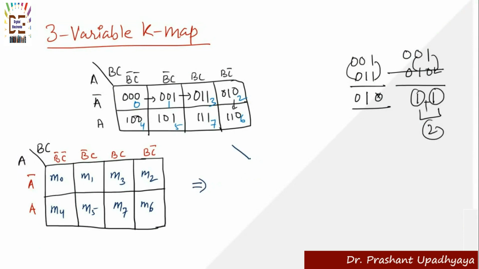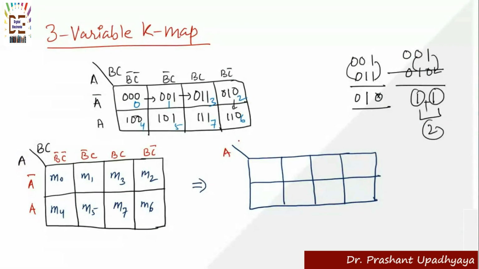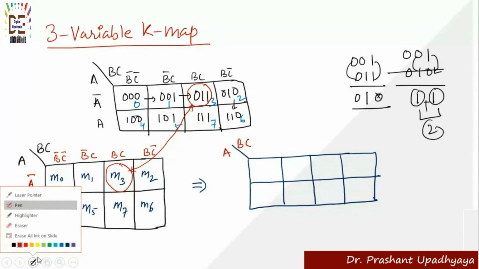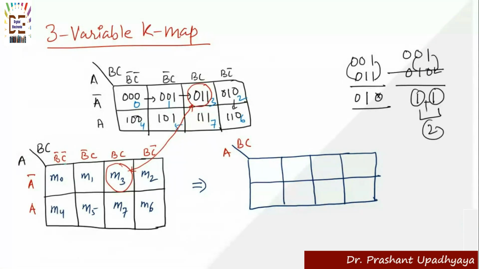Let me draw it again: A and here BC. We will do the numbering like this: B bar C bar means 0 0. Then B bar means 0, C means 1, so 0 1. Then 1 1, then 1 0. And here we will write 0 and 1. So this numbering is also clear. How have I written this number? 0 0, 0 1, 1 1, 1 0.